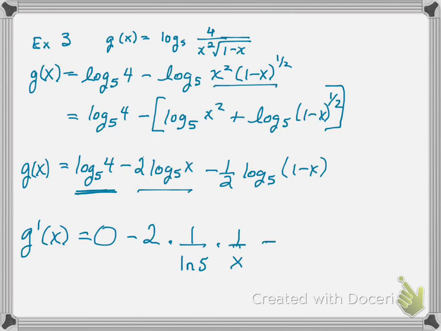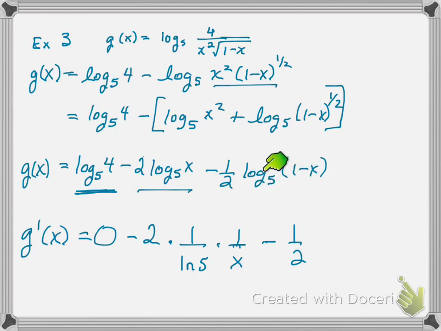Okay, next term, the minus 1/2 is going to carry along. And this time, everything is exactly the same, but instead of an x, I have a 1 minus x. So it's going to look just like this, but instead of an x, I'm going to have a 1 minus x, and then I have to multiply times the derivative of 1 minus x because I have to apply the chain rule. So my negative 1/2 came right here.